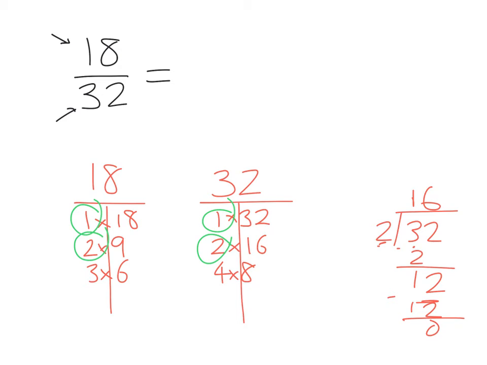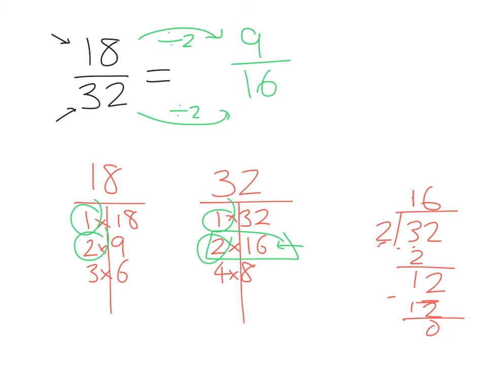Okay, so I guess we're just dividing the numerator and denominator by 2. That's my biggest common factor. 18 divided by 2 is 9. You can check your chart. 32 divided by 2 is, and we just did this, it's just the matching pair, 16. There is nothing else we can simplify because 9 is a prime number. Check your work.